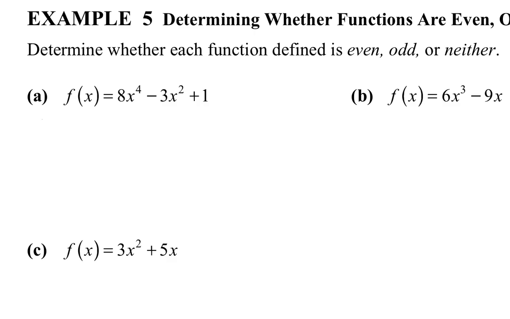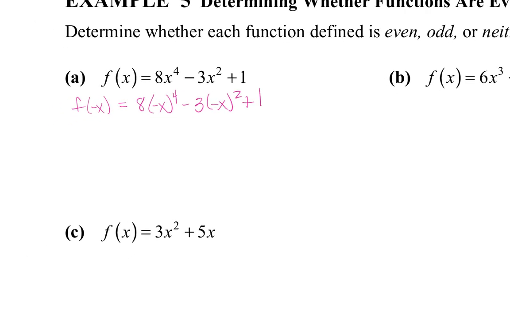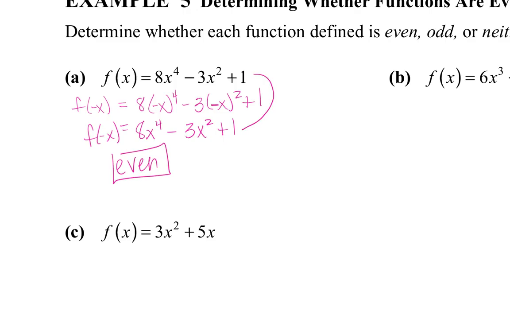The first thing we're going to do is replace all the x's with negative x. So I get 8 times negative x to the 4th minus 3 times negative x squared plus 1. A negative to the 4th power is going to be positive. So this is 8x to the 4th. A negative to the 2nd power is going to produce a positive. So we see that when we replace the x's with negative x, we get the same thing. Therefore, this is an even function.